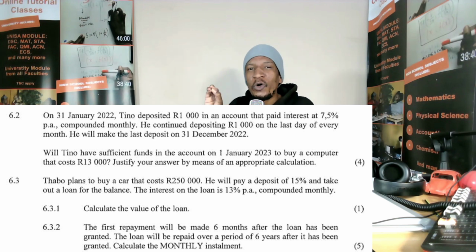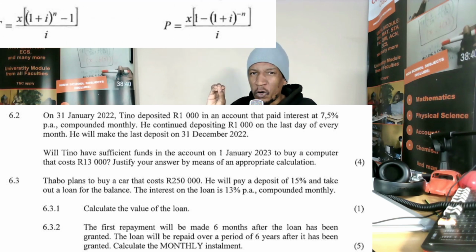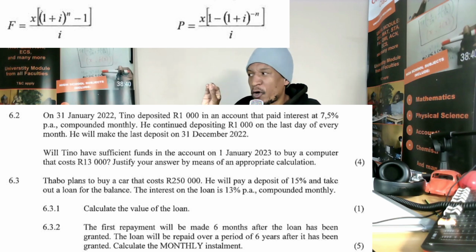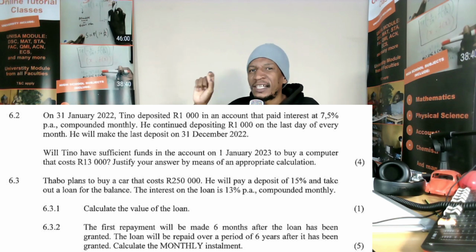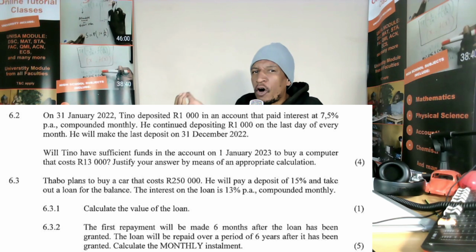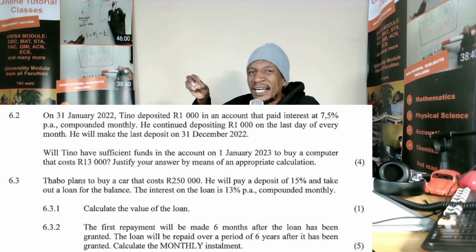Still, we do know our equations for present value of annuity and future value of annuity. Now let's see what this question holds for us. For 6.3.1, for 1 mark, we have to calculate the value of the loan that Thabo took. So we have to get the value of the loan which he will take after paying the 15% deposit, which should make sense by now: you just have to find out what 15% of 250,000 is, and then subtract it from the actual price of the car. Let's do it.